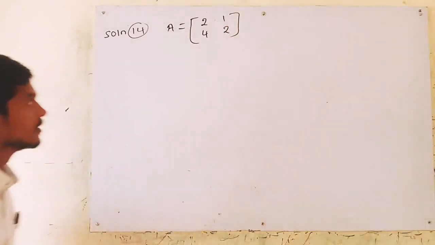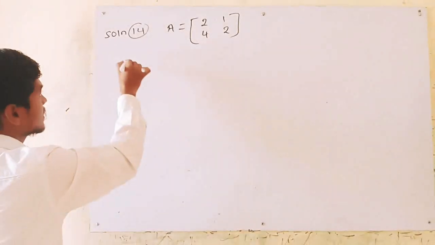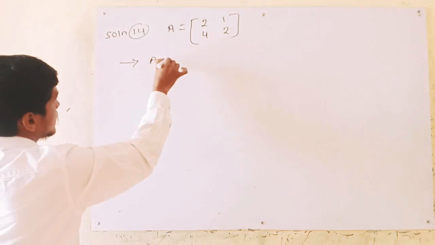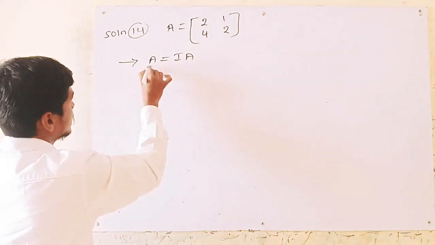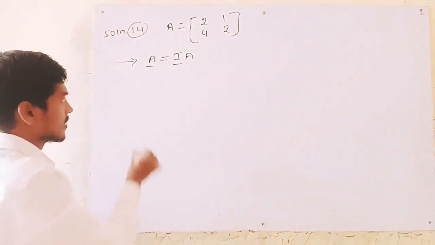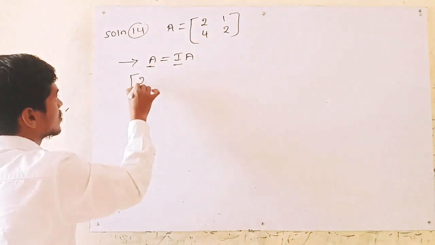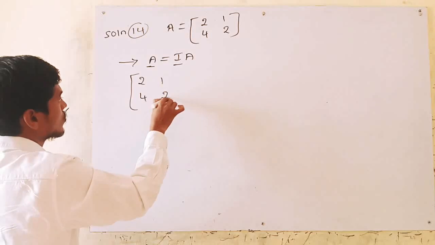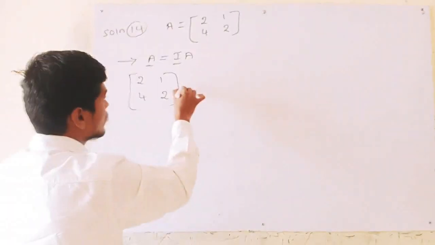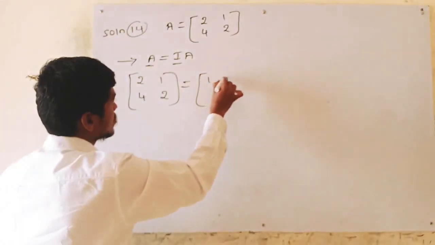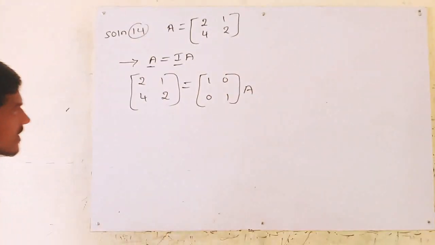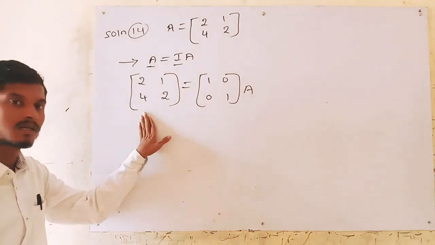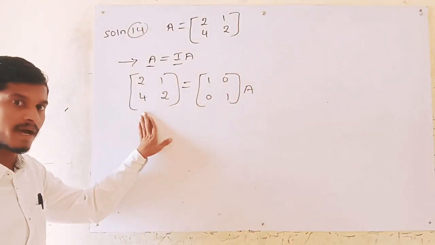So again go for elementary operations. That is, your equation is A equals I. The only alteration is in this A and this I. The A matrix is 2 1 4 2, equal to the I matrix 1 0 0 1 times the A matrix as it is. Our target is to convert this LHS matrix into the I matrix.